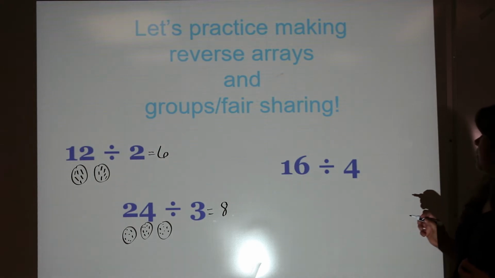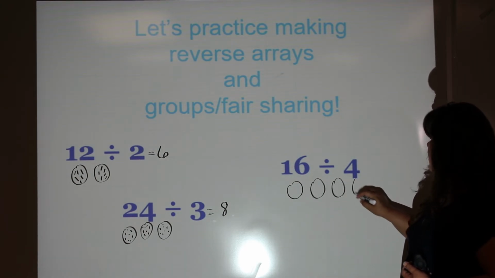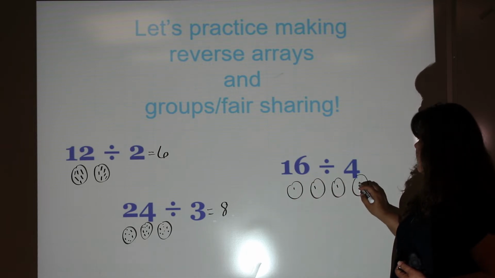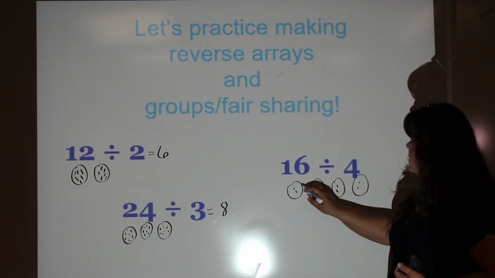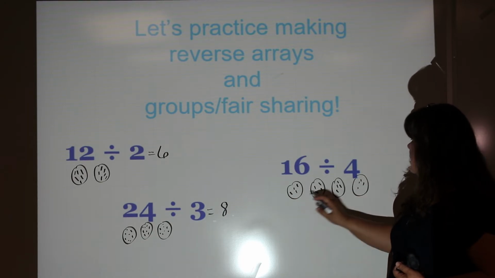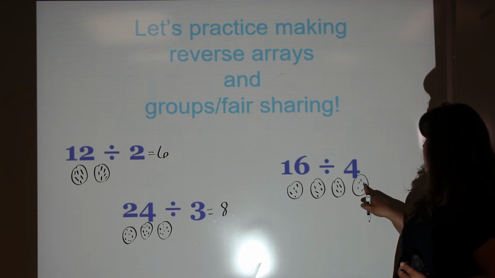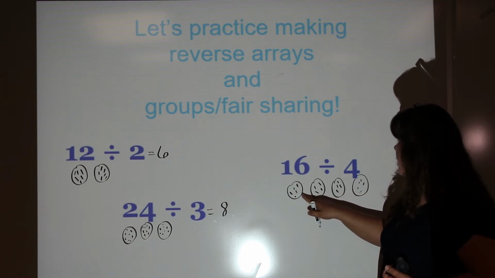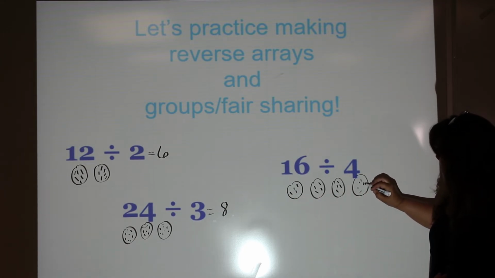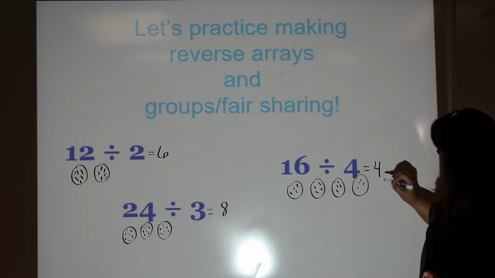Then I have 16 divided by 4. 4 circles. I count out 16 dots, whoops, I went too far, I'm going back. Then I count what is in one circle: 1, 2, 3, 4. So 16 divided by 4 is 4.